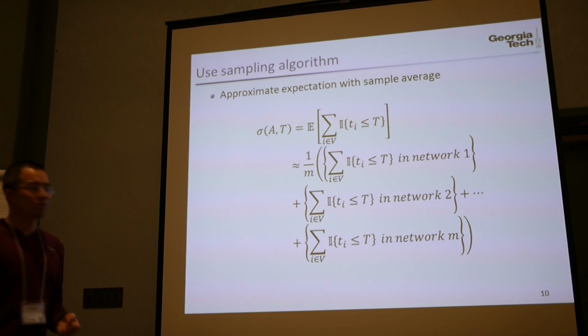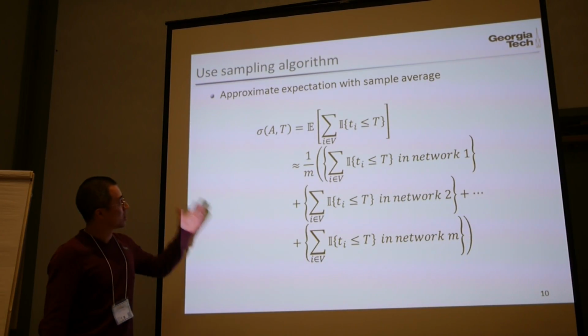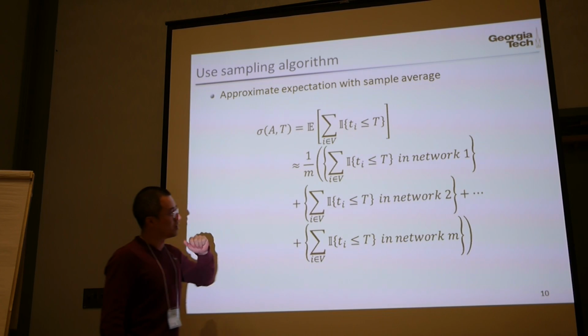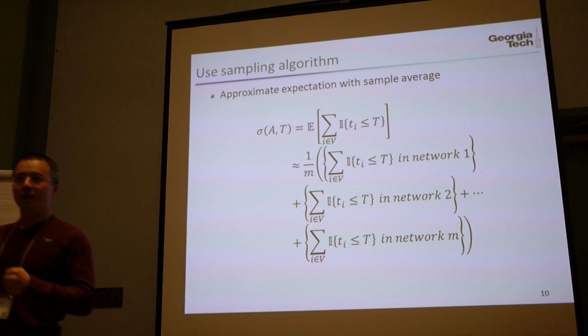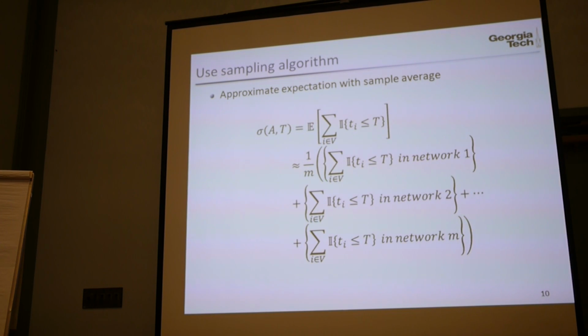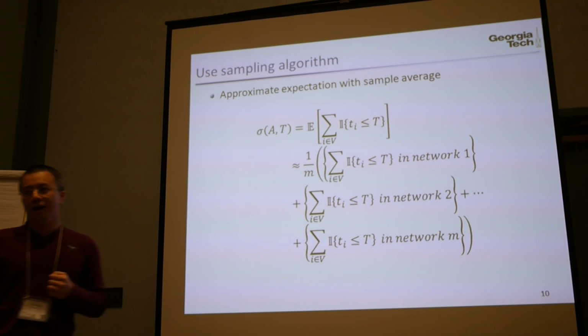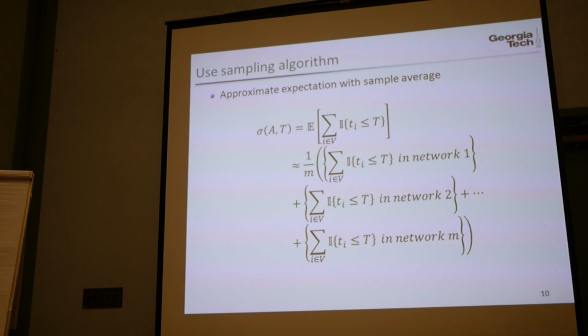You can just sample a network, do this computation, and you get an estimate. But it turns out that if you want to do this explicitly, and then plug it into the influence maximization greedy algorithm, you're going to get a computation which is quadratic in the network size. So we want to avoid it. We want to be linear in the size of the network, essentially. So how do we do that?